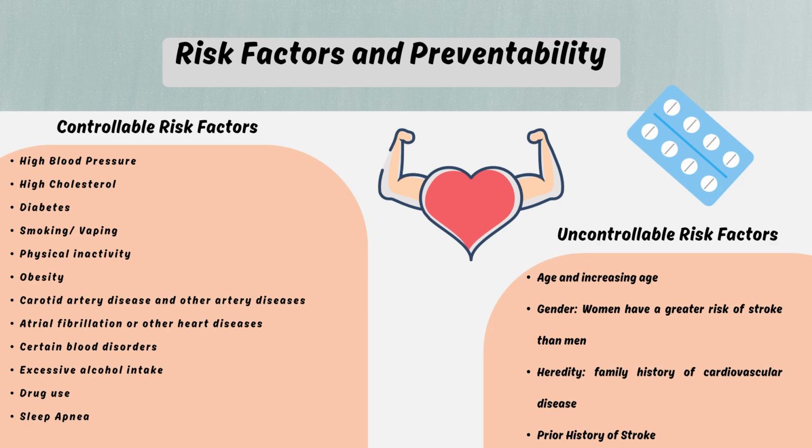Uncontrollable risk factors are things such as age and increasing age, gender, as women typically have a greater risk of stroke than men, heredity or having a family history of cardiovascular disease, and having a prior history of stroke.